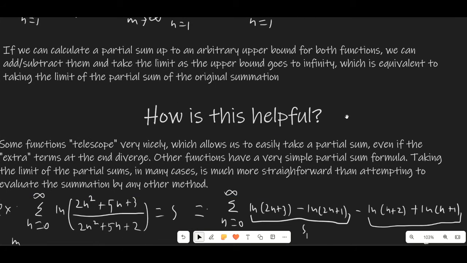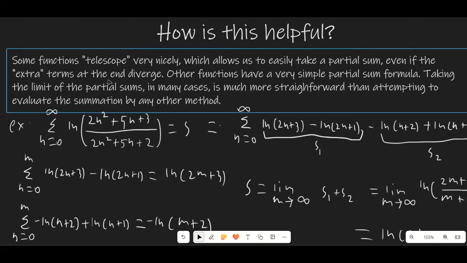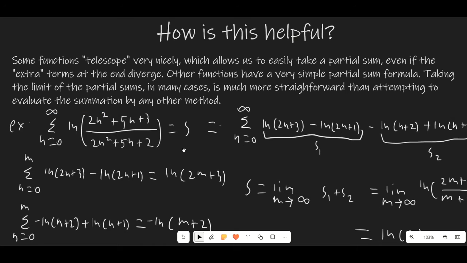Some functions telescope very nicely, which allows us to easily take a partial sum, even if those extra terms at the end diverge. Remember, in the last video, we talked about how those extra terms at the end can sometimes be a little bit nasty to deal with. So, if you have a series where those extra terms actually go to infinity, then you can use this method in order to still separate the summation and use telescoping series, even though those terms at the end go to infinity. And for some other functions, they just have a very easy partial sum formula, and so taking the limit of the partial sums is much more straightforward than attempting to evaluate the summation by any other method.